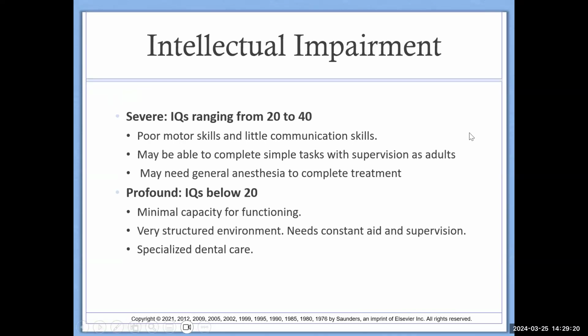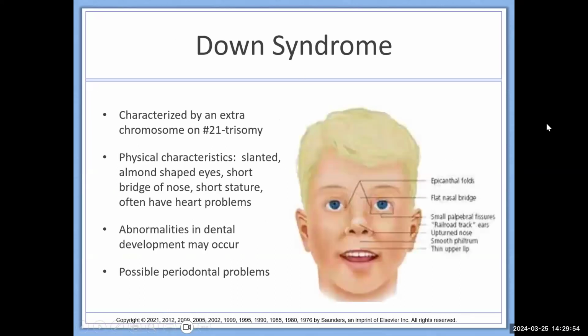And then, of course, there's the severe IQ range and the profound IQ range. The severe IQ range is from 20 to 40. They've got poor motor skills and literal communication skills, and even with simple tasks, they need supervision from adults or another caregiver. They may even need general anesthesia to complete their treatment. And then with the profound, their IQ is below 20, and there's minimal capacity for functioning. You need a very structured environment and specialized dental care.